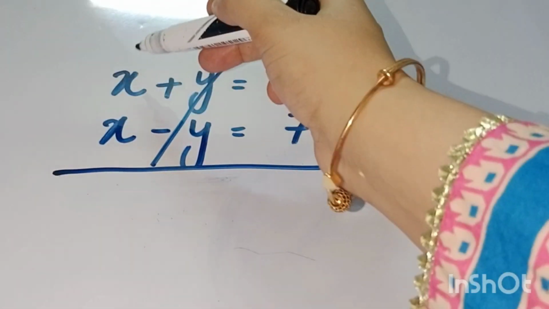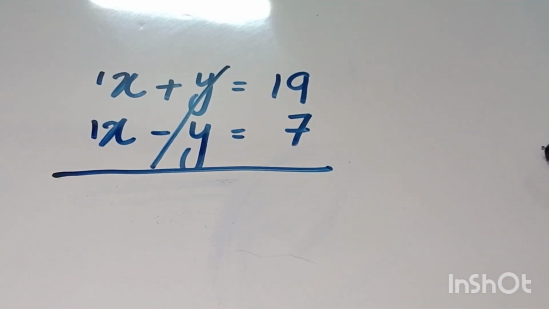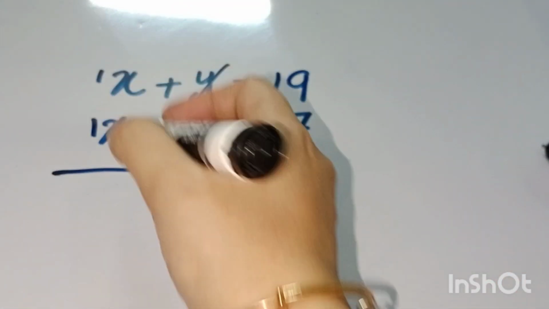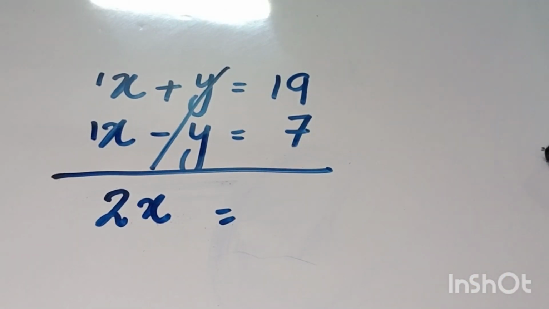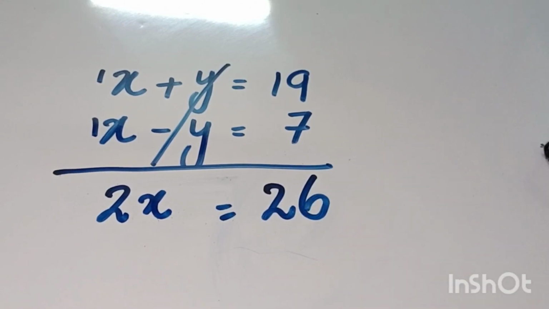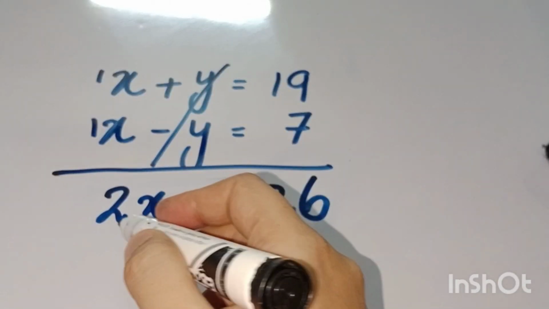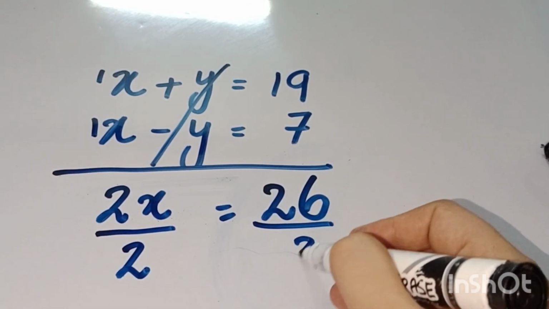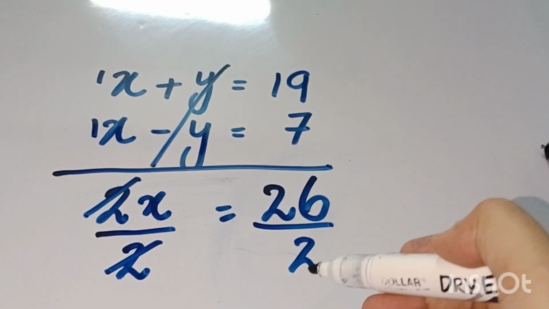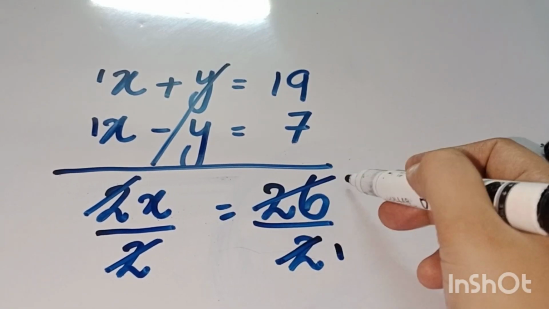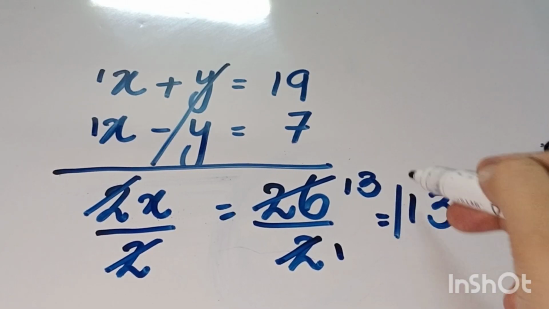Now we will add these two x's. Here the coefficient of x is 1 and again the coefficient of x here is 1. Now we add these two x's, it will become 2x is equal to 19 plus 7, it will become 26. Now to find the value of x, I will divide both sides by 2 to get the answer of x. Divided by 2, 2 will be cancelled out here. Now when we divide 26 by 2, it will become 13, because 2 times 13 is 26. So the value of x here is 13.